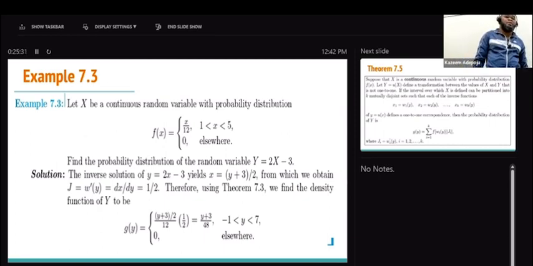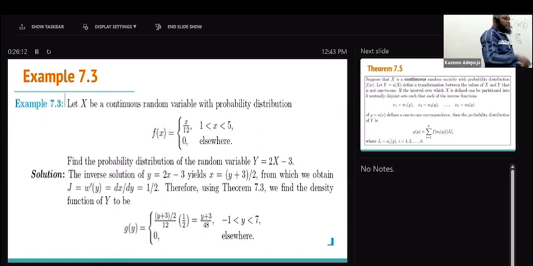Now, how do I do the continuous one? If you are given f of x and you are seeking to get f of y, the f of y you are seeking is basically going to be you express x in terms of y, multiplied by the determinant of the Jacobian. And the Jacobian in this case, when you get the inverse x in terms of y, is basically going to be dx/dy. Then I find the absolute value of that.